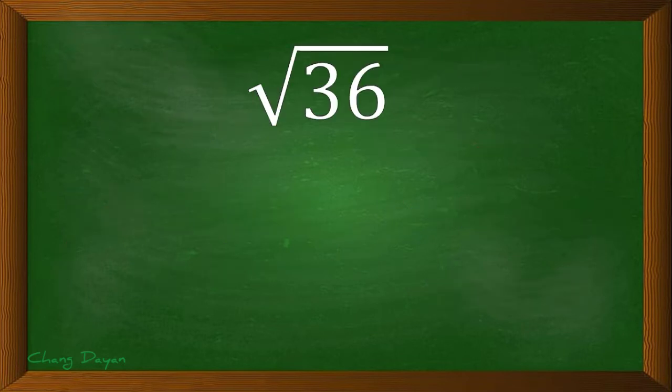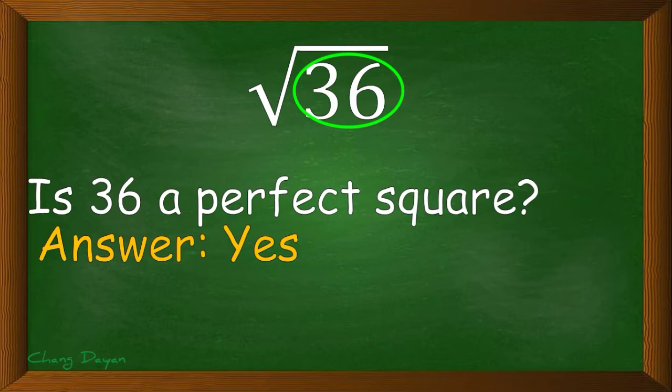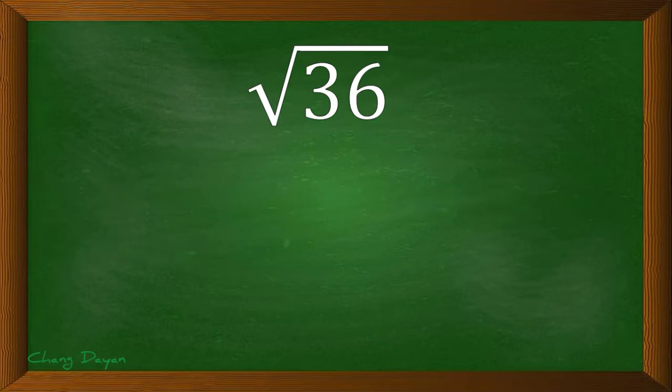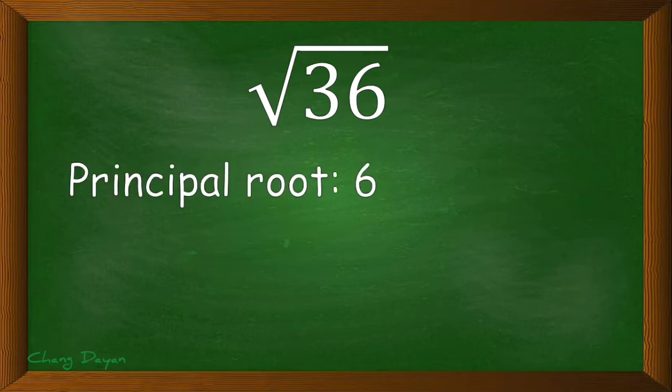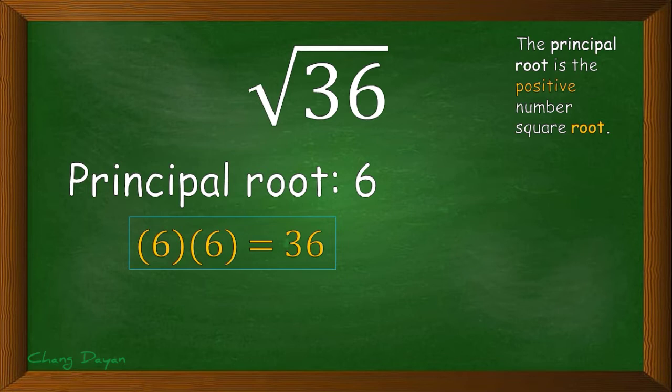Now, let us have an example. Square root of 36. Ang 36 ba ay perfect square? The answer is yes. May naiisip ba kayong number na kapag minultiply sa kanyang sarili, ang sagot ay 36? Correct. The principal root is 6. So, remember, ang principal root is always positive. So, 6 times 6 is 36. Again, ang principal root ng square root of 36 ay 6.